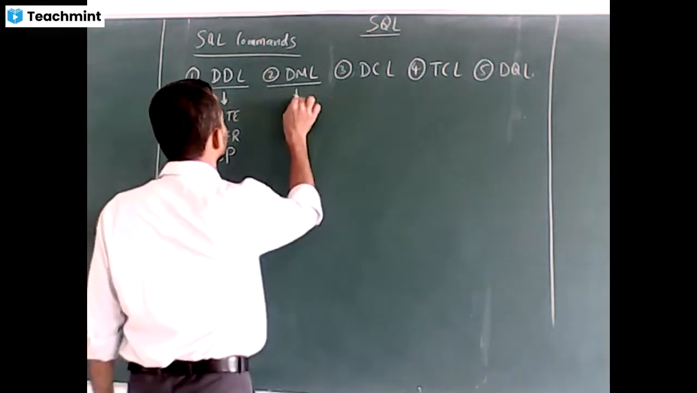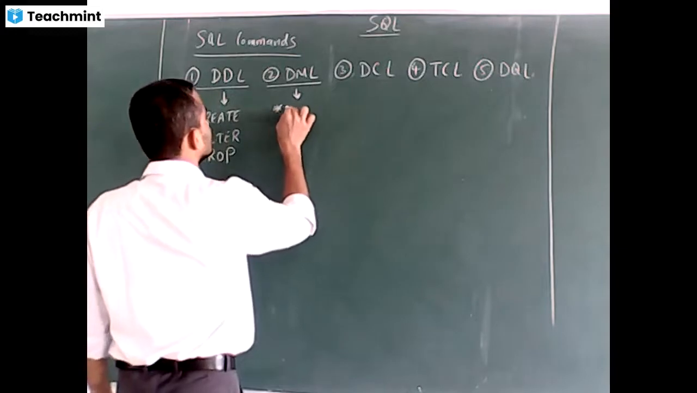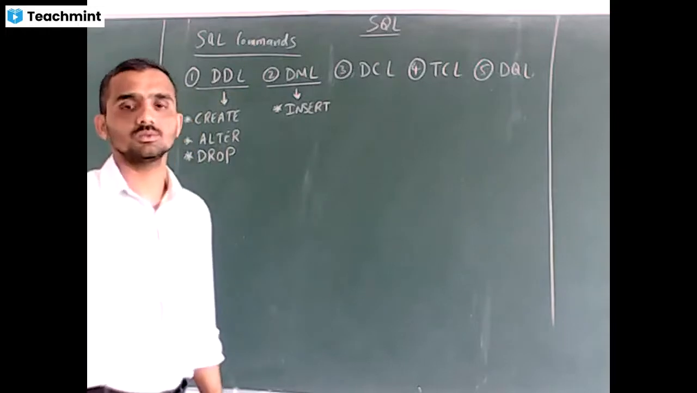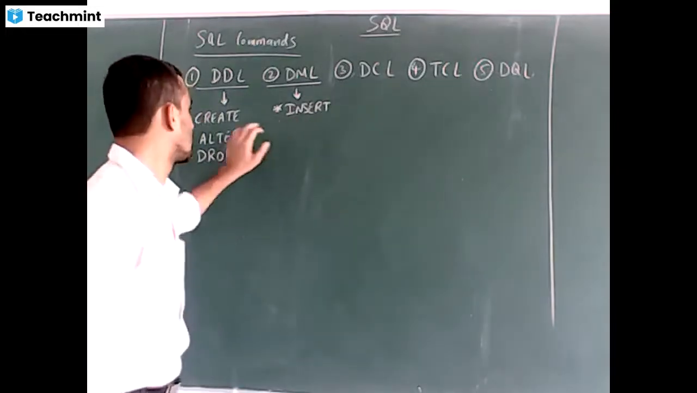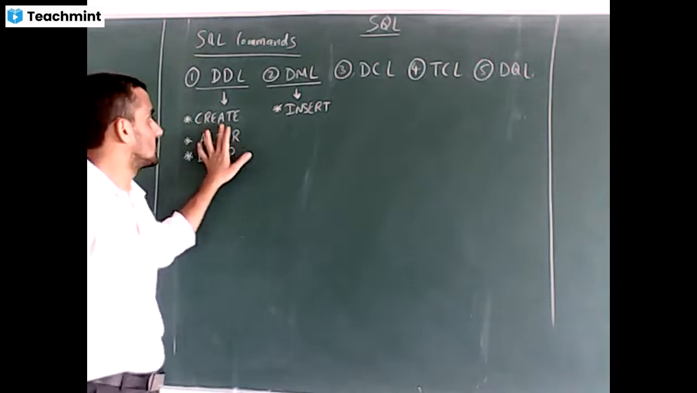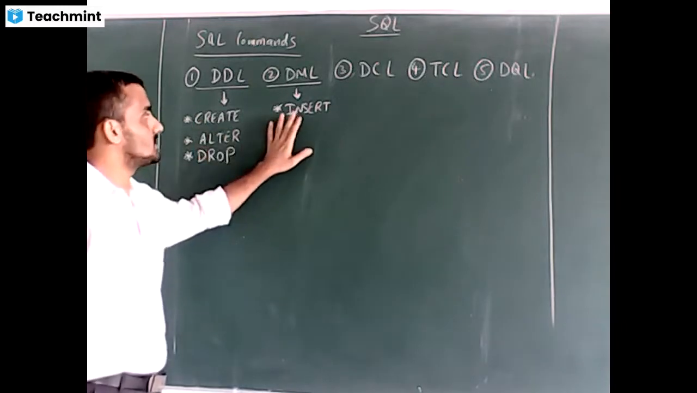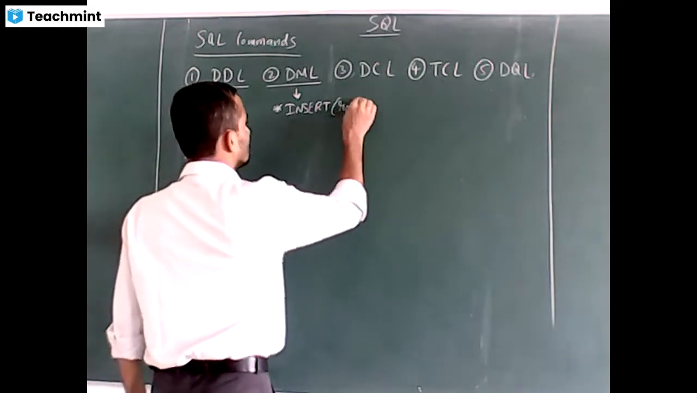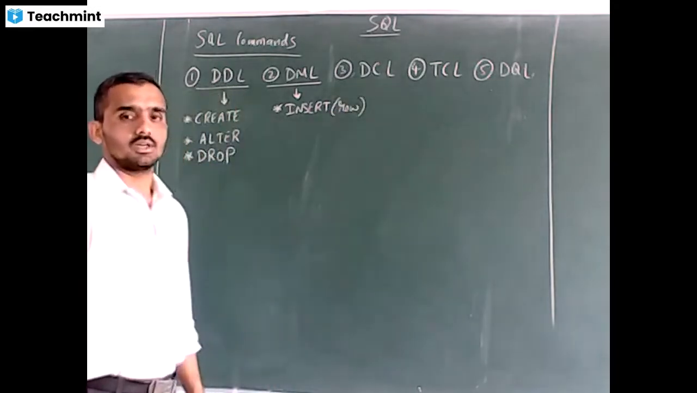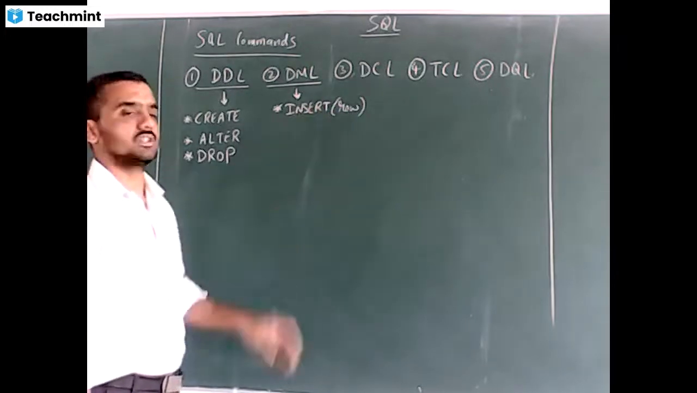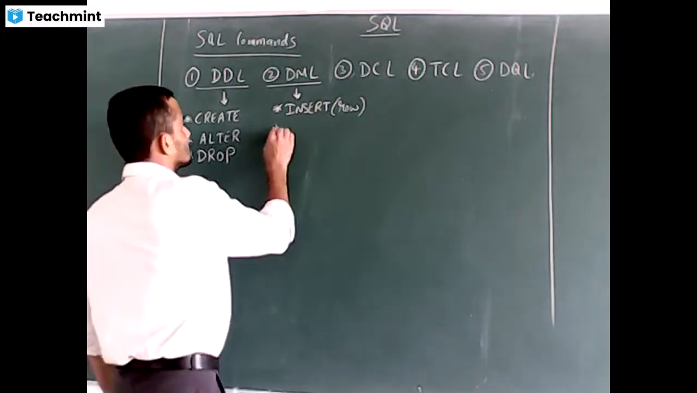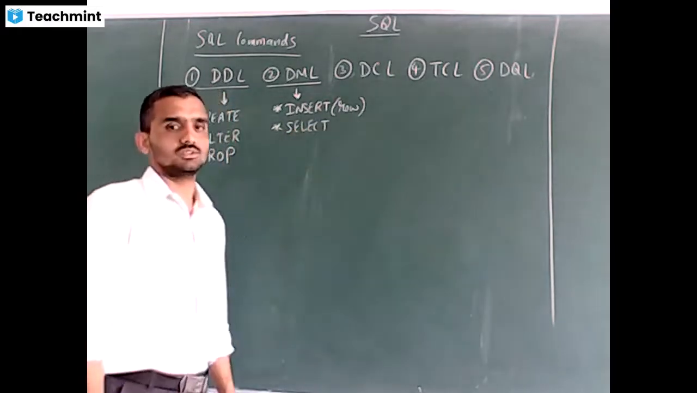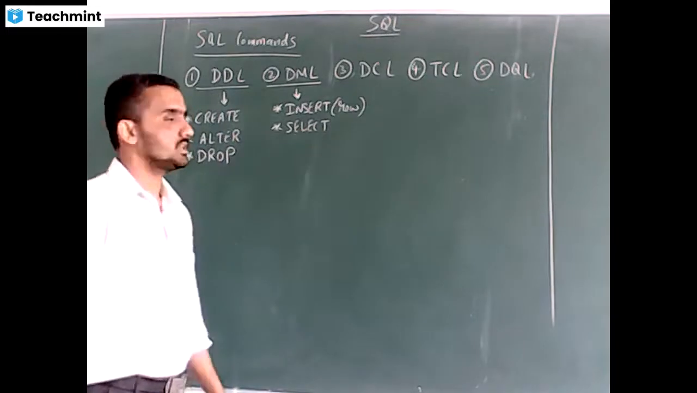Next in DML we have the insert command. Insert is a keyword. Insert command is used to add the data. Create command is just creating the table, we are not adding data. By using insert command, we are adding the data, by adding the row. When you add the row, simultaneously data will be added. Next, we have the select command. Select command is used to get the data from the database.